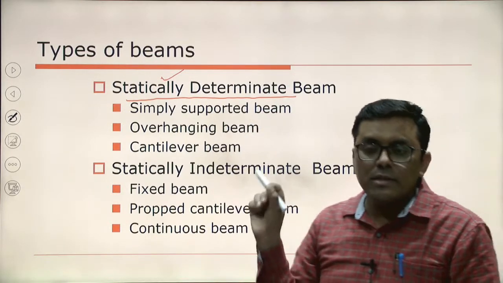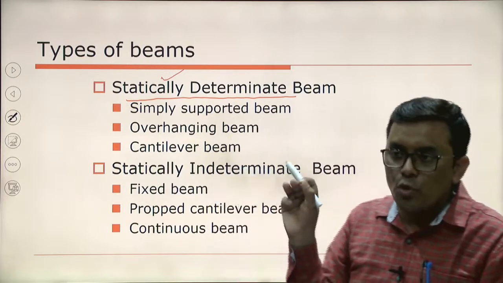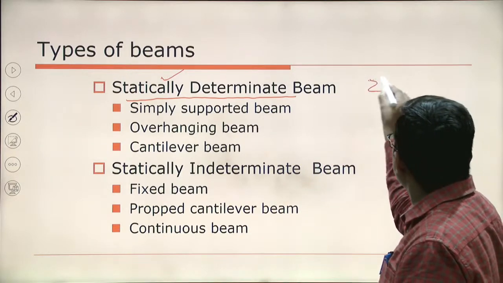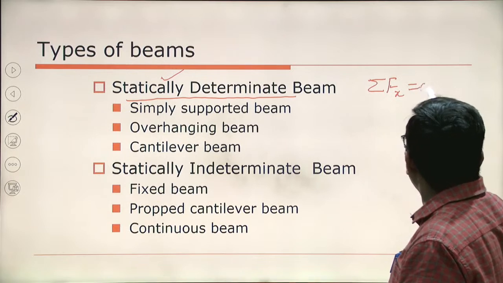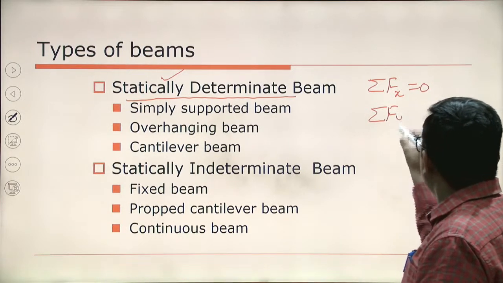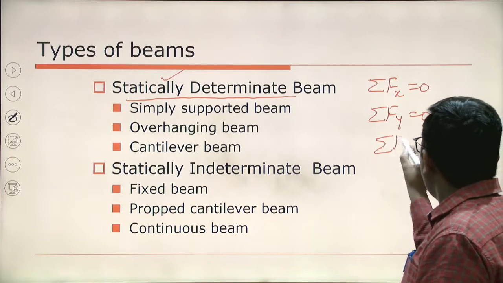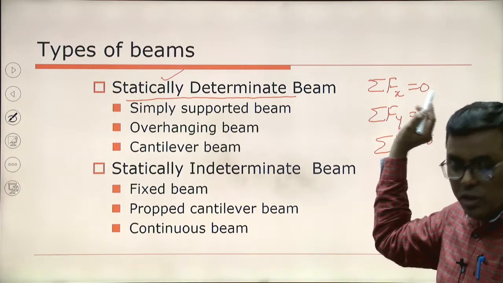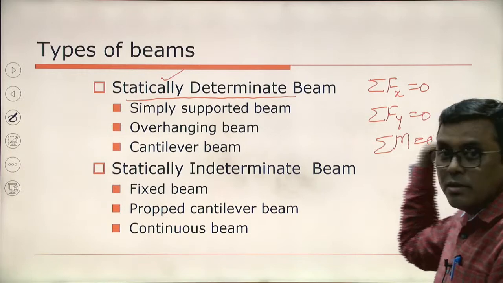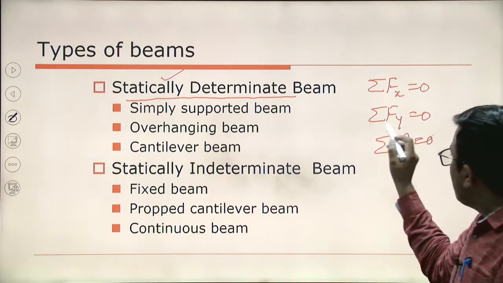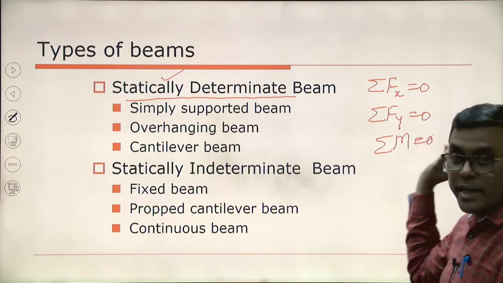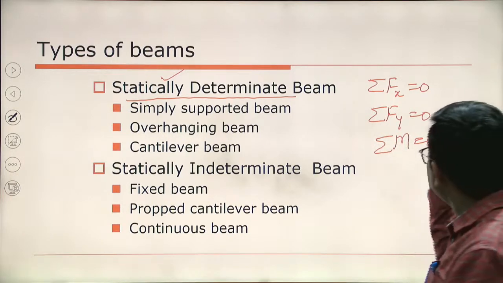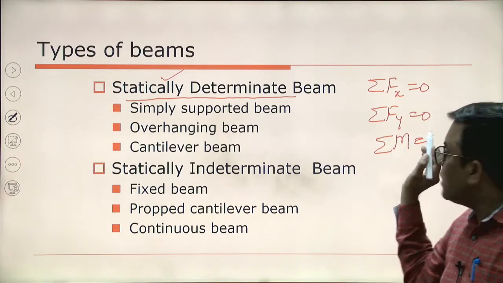So for a two-dimensional coplanar force system, how many conditions of equilibrium are there? There are three conditions of equilibrium: sigma Fx equals 0, sigma Fy equals 0, and sigma M equals 0. Sigma Fx, the algebraic sum of all the forces in the horizontal direction, in the x direction, equals 0. Sigma Fy, the algebraic sum of all the forces in the y direction, equals 0. And sigma M equals 0, the algebraic sum of all the moments due to various loads equals 0.